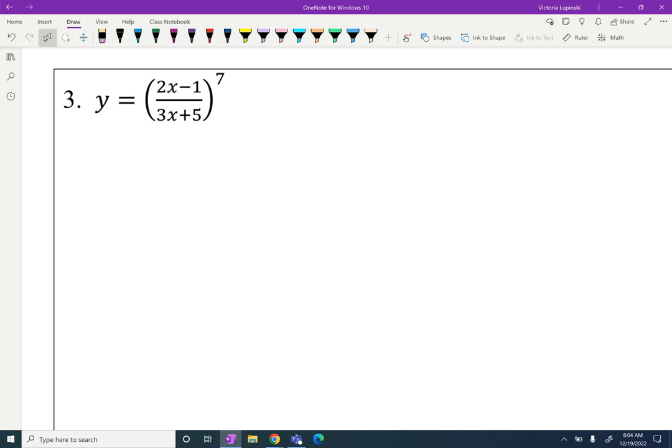Taking a look at this problem, if I was to ask you for the big picture, meaning at its core, what kind of a problem is this? Meaning, what kind of a derivative am I going to have to do first? What would you say?